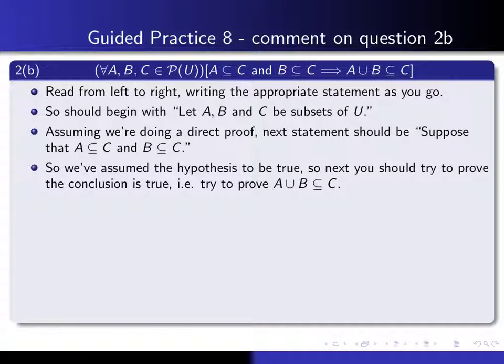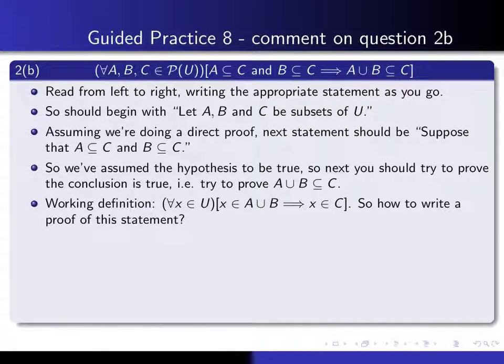And once you have assumed your hypothesis, you should then try to deduce from the hypothesis that the conclusion is true. You should try to prove that A union B is a subset of C. In order to do that, you need to think about what is the working definition of this statement. And the working definition of this statement is this one here.